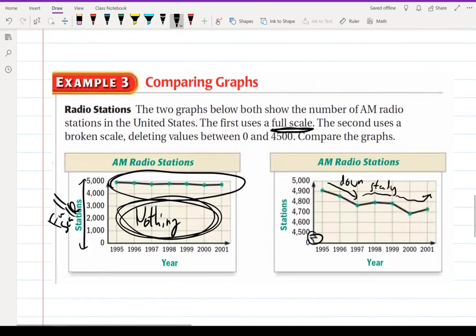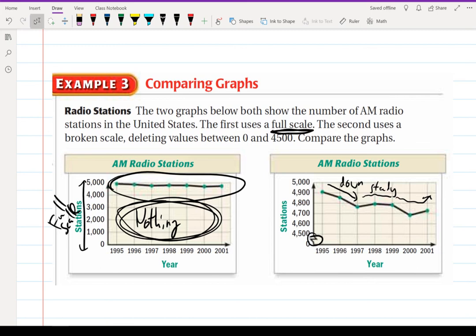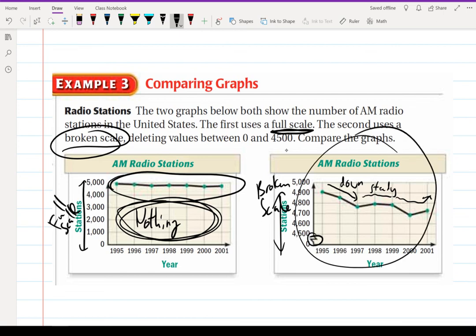So that's the two types of scales. One is a full scale, the second one is a broken scale. So this is a broken scale. Both have their uses. Some are more useful than others. Sometimes we use the one on the right to show the changes more clearly. However, sometimes we use the one on the left to show that it's been very steady all along. There's no drastic change over the years.